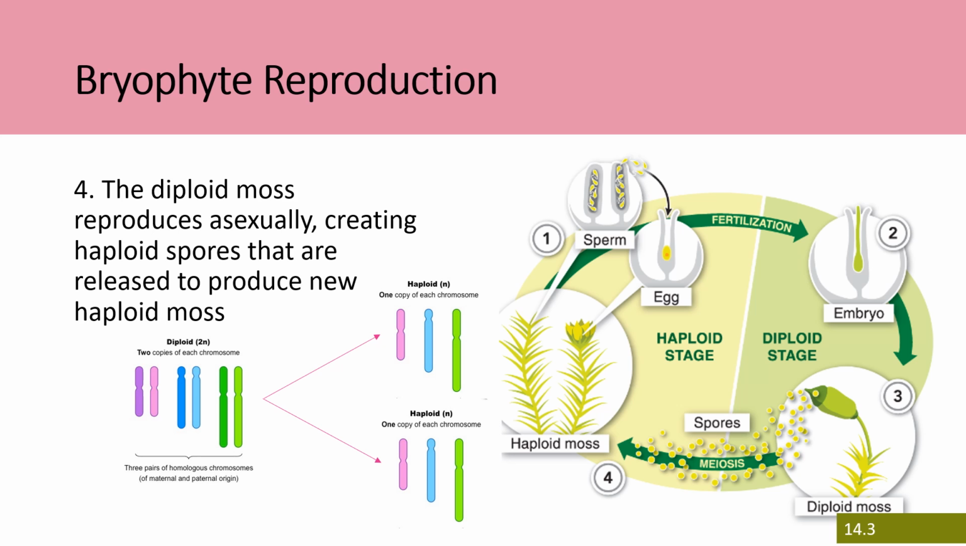So we had a male and female haploid moss undergoing sexual reproduction, forming the new diploid adult moss. Now that diploid moss undergoes asexual reproduction. It creates spores that are haploid, so each has 1 set of chromosomes. Those spores can now germinate into new haploid mosses and start the process again.